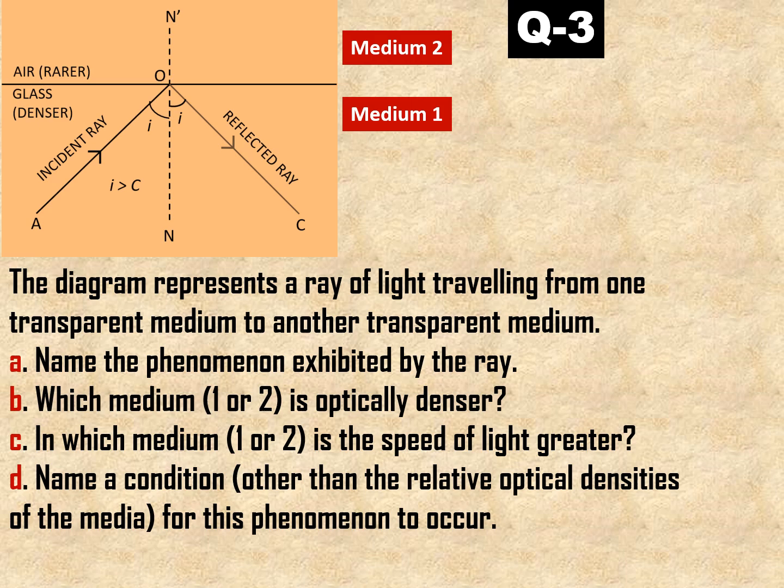Question B. Which medium, 1 or 2, is optically denser? Question C. In which medium, 1 or 2, is the speed of light greater? Question D. Name a condition, other than the relative optical densities of the media, for this phenomenon to occur. Write brief answers for each question.